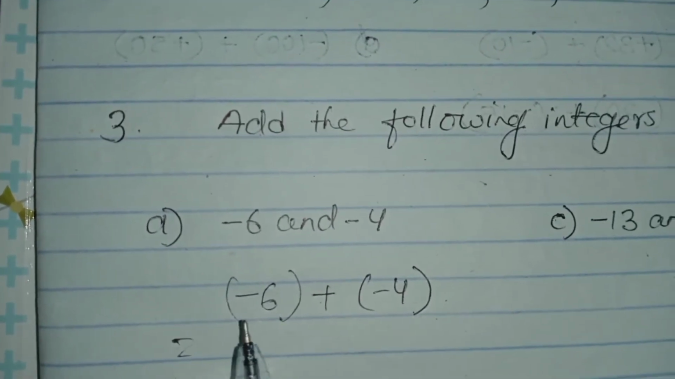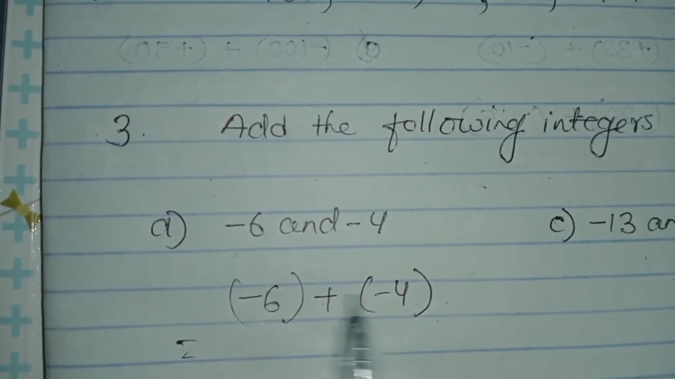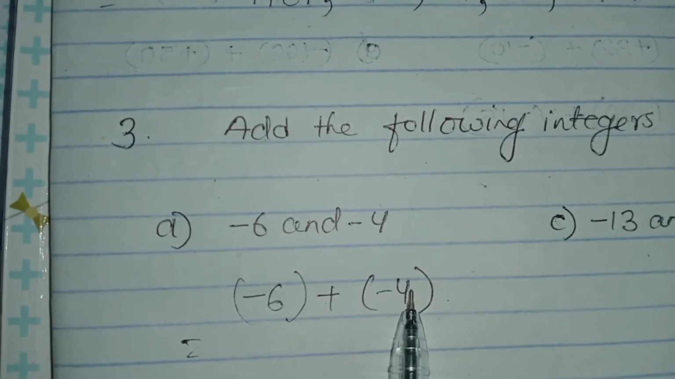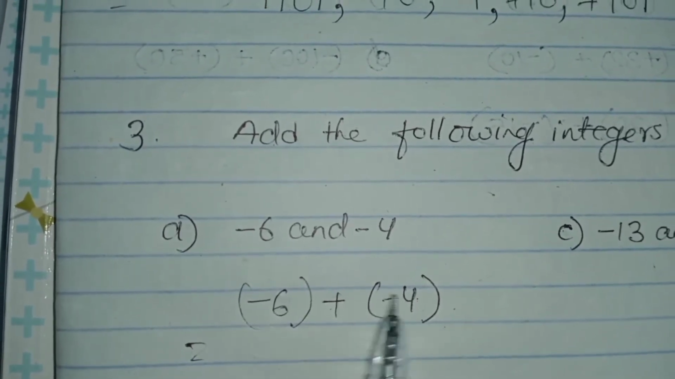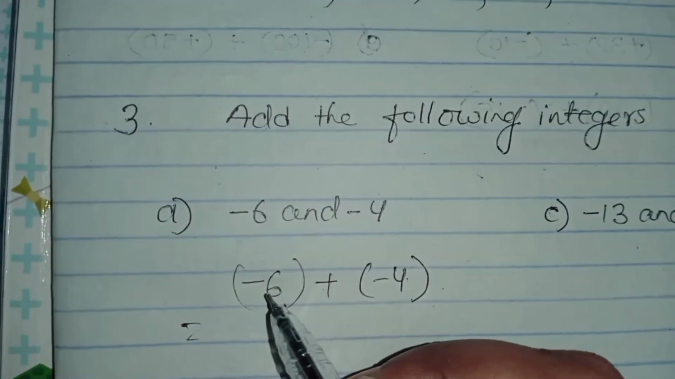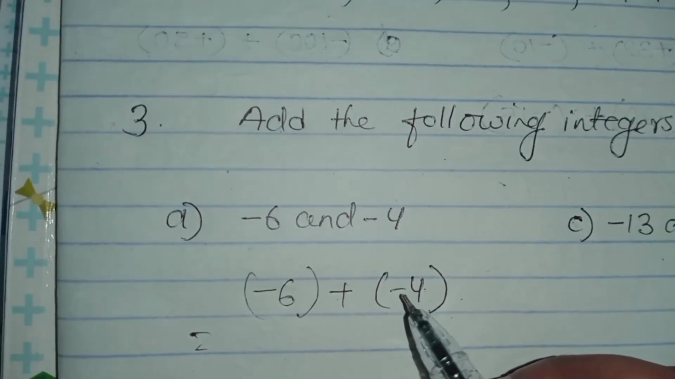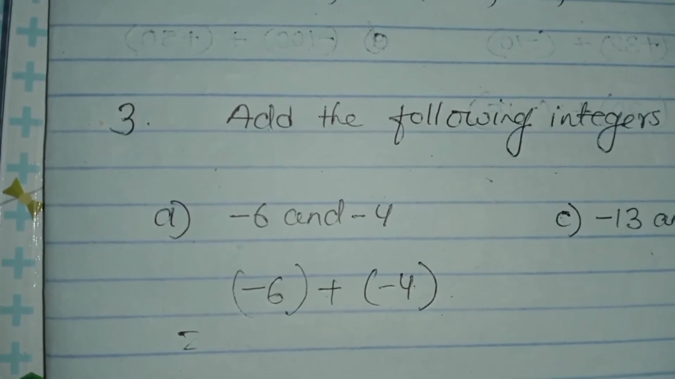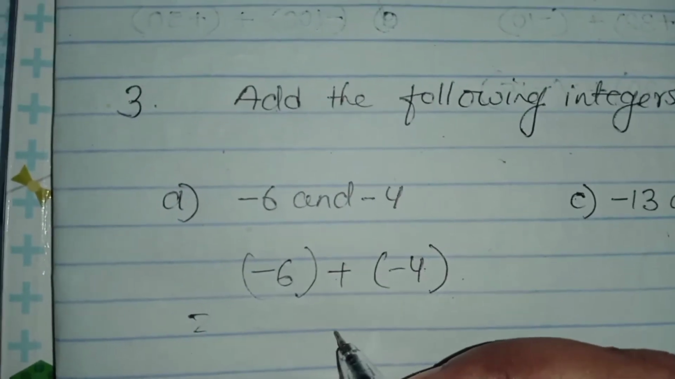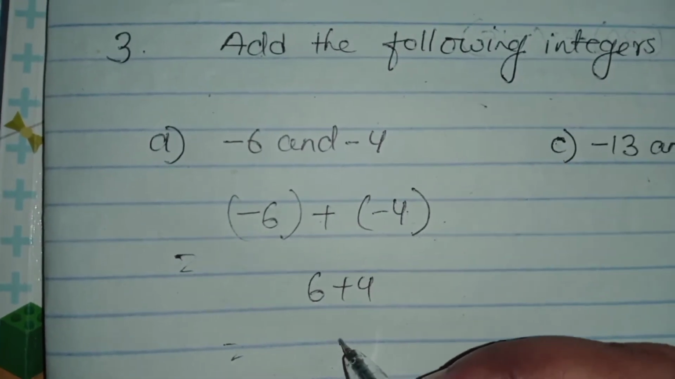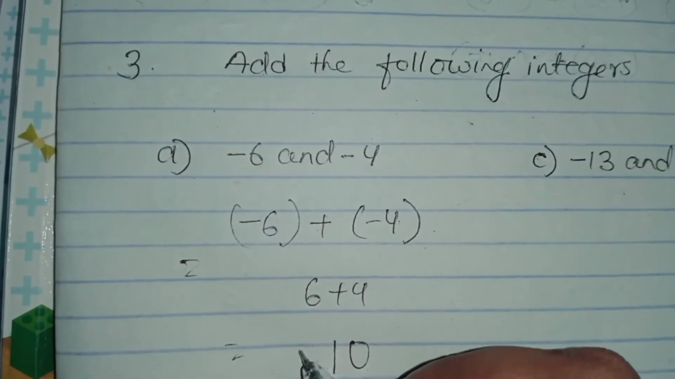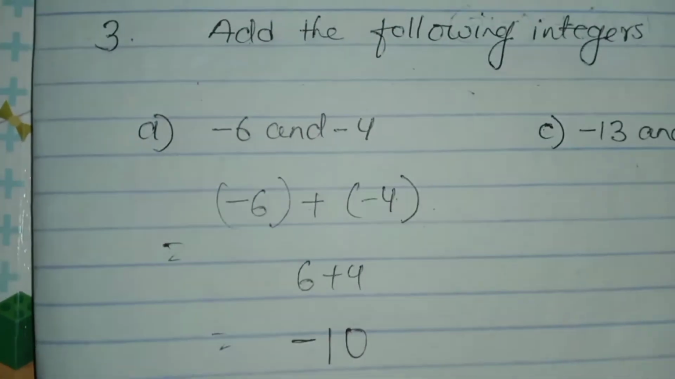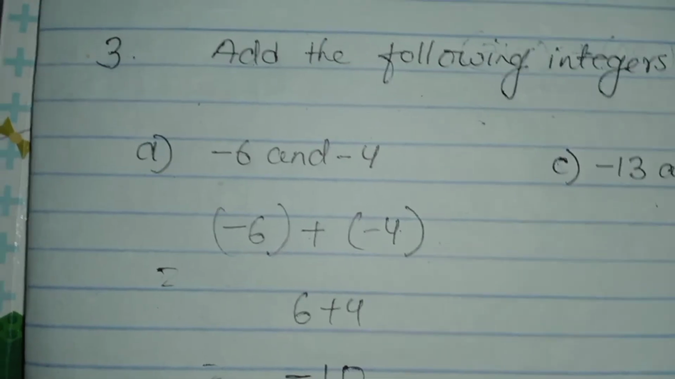When signs are the same, what do you have to do? Add. Both the signs are the same, minus minus is the same. We have to add and keep the same sign. So minus 6 minus 4. I am writing here 6 plus 4. 6 plus 4 is how much? It is 10. Now which sign will we put? Both the signs are the same, so we will put the minus sign. So minus 10 is the answer.